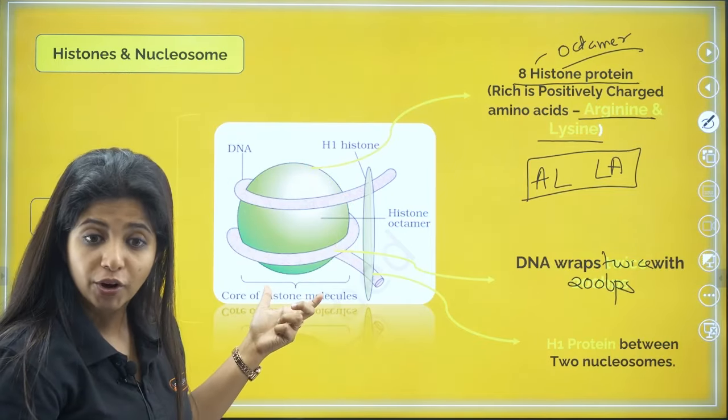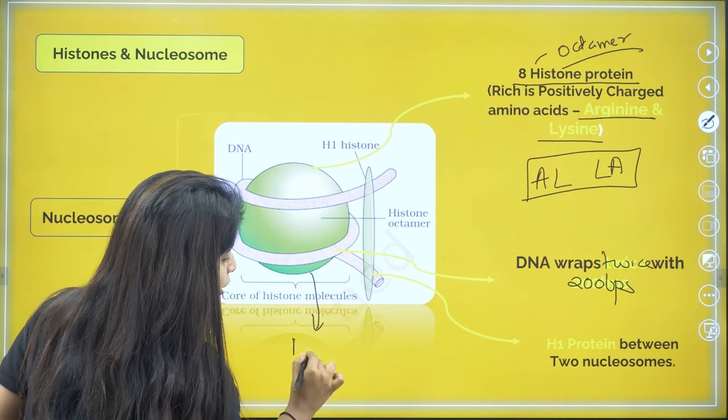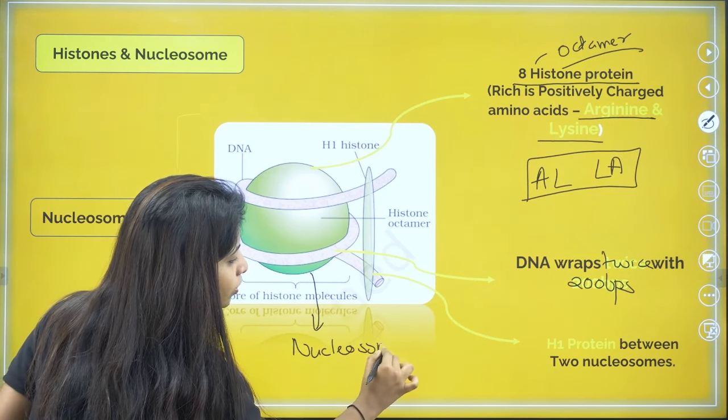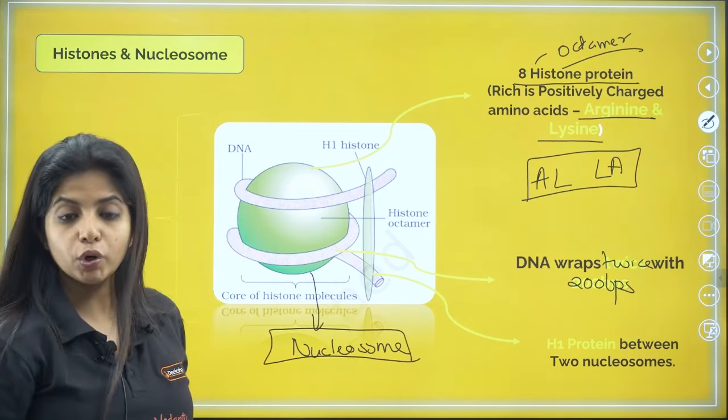Now, always remember, this is one histone protein plus the DNA. What do you call this whole structure now? You call this whole structure nucleosome. This is nucleosome.